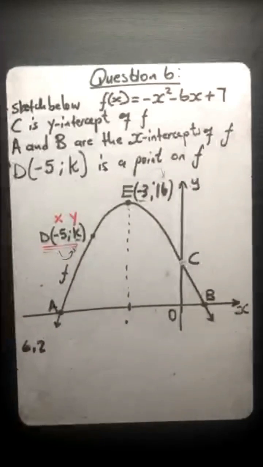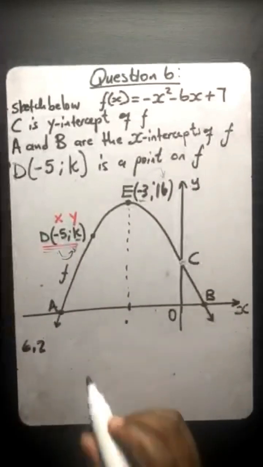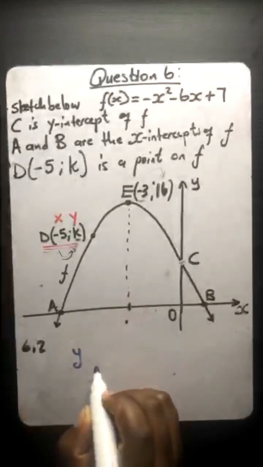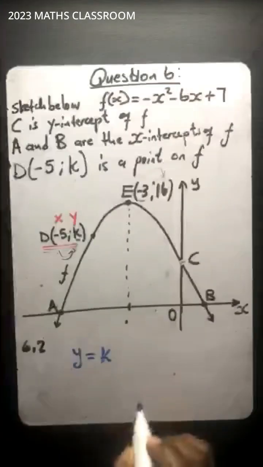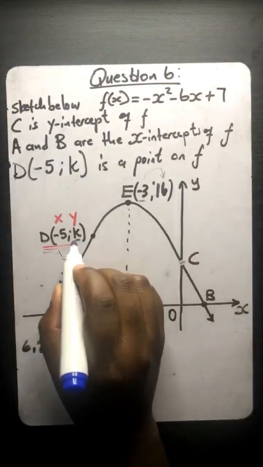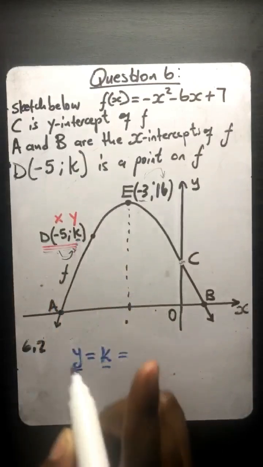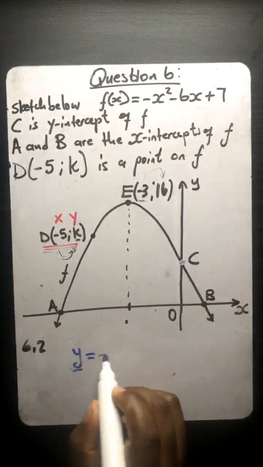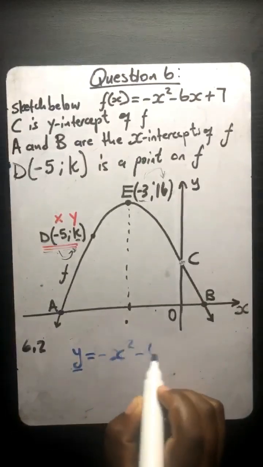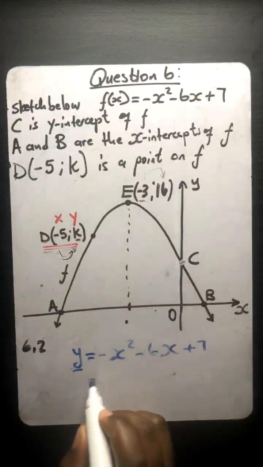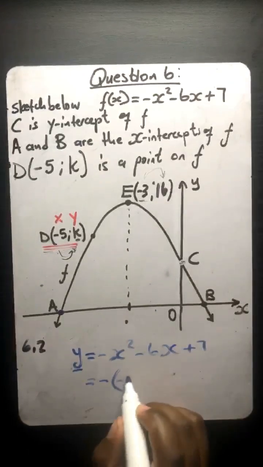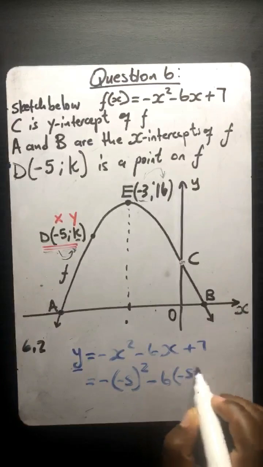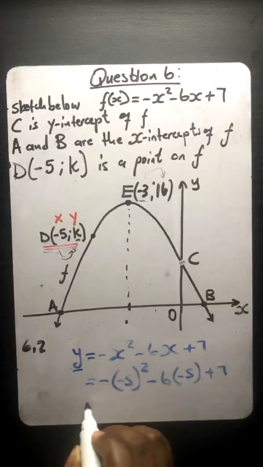So it's more like you are saying, because it's on that function, you can either say y, or if you like, you can say k, because y is represented by k, which equals that formula there. But just to keep it simple, let me just say y equals negative x squared minus 6x plus 7. So negative into, what is our x value? We want to know the corresponding y value where x is negative 5.